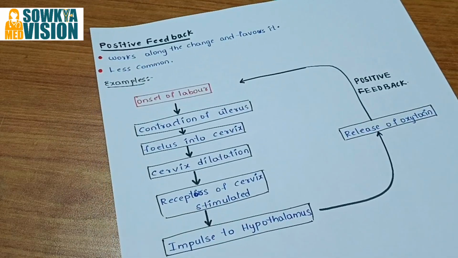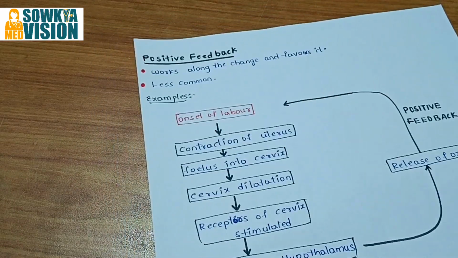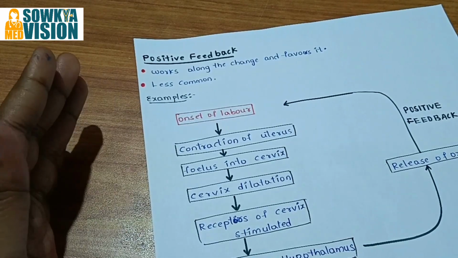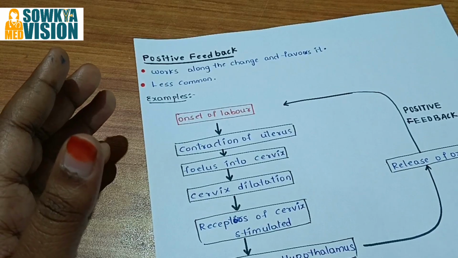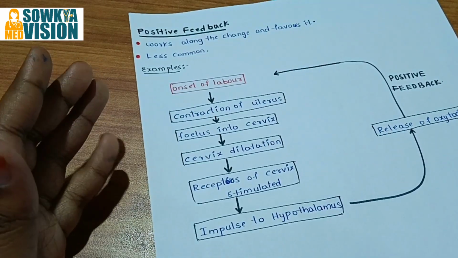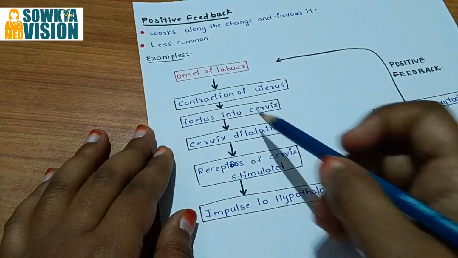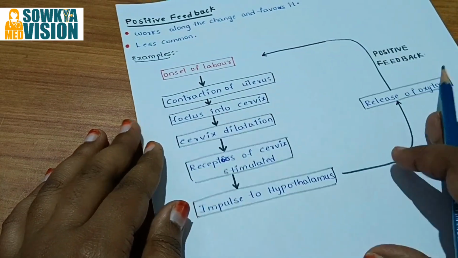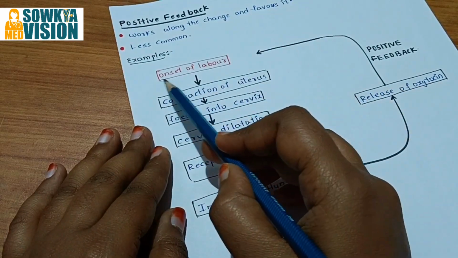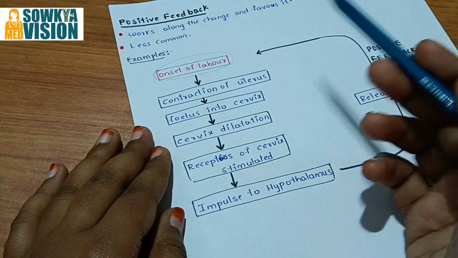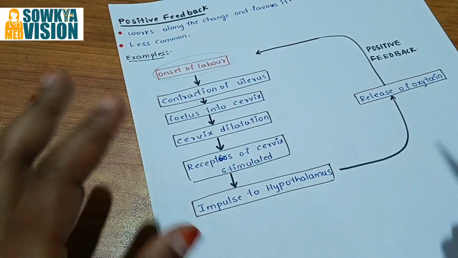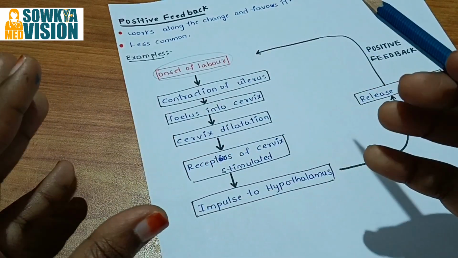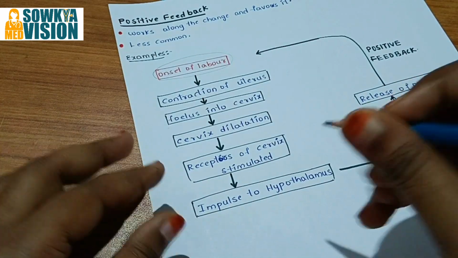And now let's see the positive feedback mechanism. This positive feedback mechanism works along the change. If there is increase in secretion, there will be even more increase in the secretion through this mechanism, which is very less common in our body. Now let's see the delivery of a baby, parturition. There will be onset of labor, with contraction of the uterus. When the uterus starts contracting, the fetus enters the cervix.